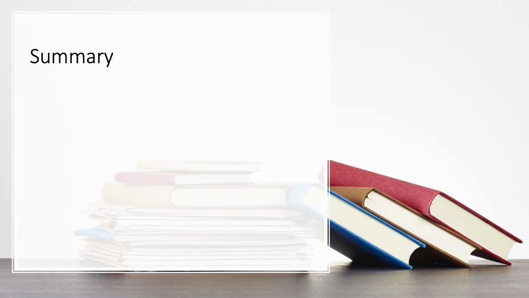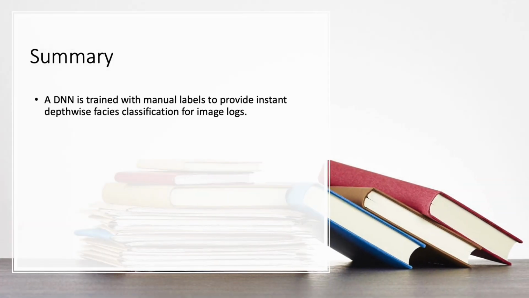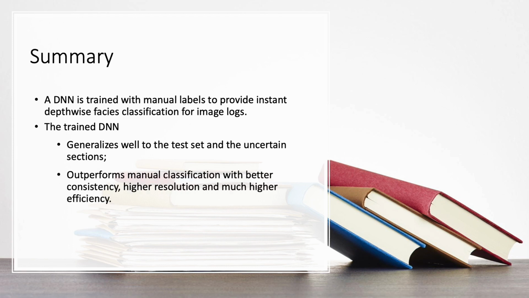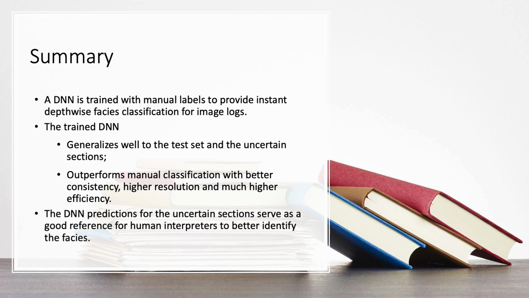To summarize, in this study, we propose to train a deep neural net with manual labels to provide instant depth-wise facies classification for image logs. The trained DNN generalizes well to the test set and the uncertain sections. It outperforms manual classification with better consistency, higher resolution, and much higher efficiency. The DNN predictions for the uncertain sections serve as a good reference for human interpreters to better identify the facies.